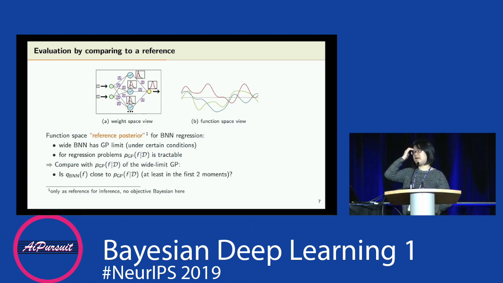So that basically means, at least in the small data regime and the regression problem, we do have some sort of reference in function space. So that's what I'm trying to compare with. I'm trying to compare my approximate posterior in function space to this kind of GP limit. I mean, this is not a comparison to the exact posterior because I don't have that, but I'm just using it as a reference to see how well we are doing, at least in the first two moments.